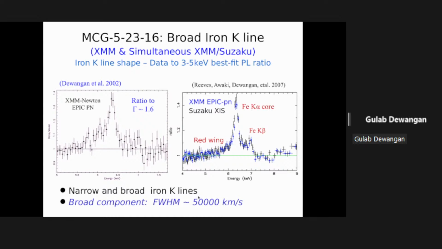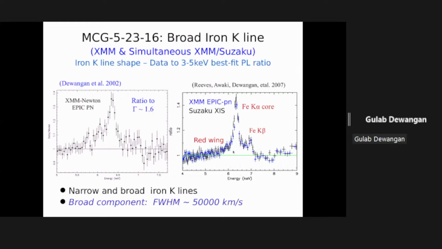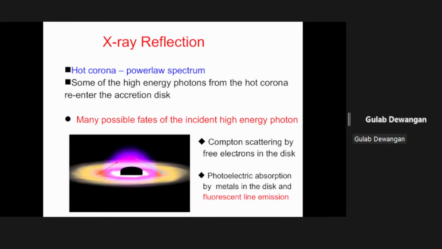And because of such high speeds, we think that this arises from very close to the black hole and from the accretion disk. This essentially constitutes one part of the reflection spectrum, the X-ray reflection spectrum, and let's see how that arises.